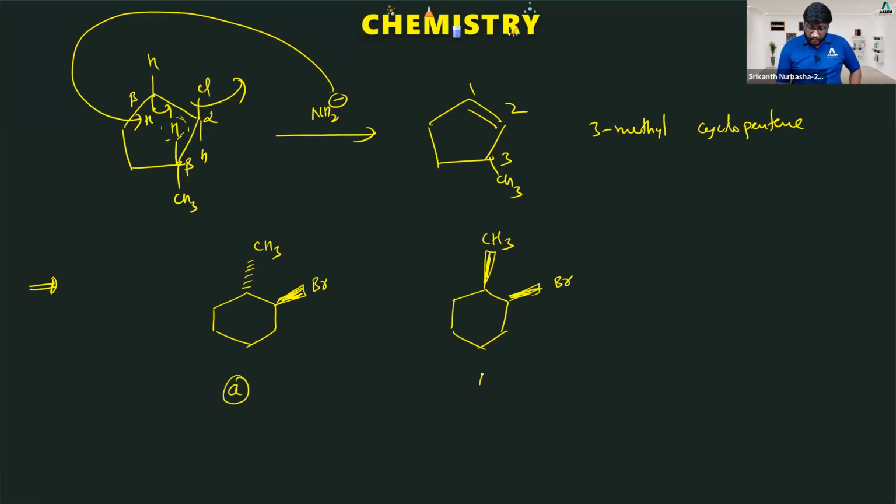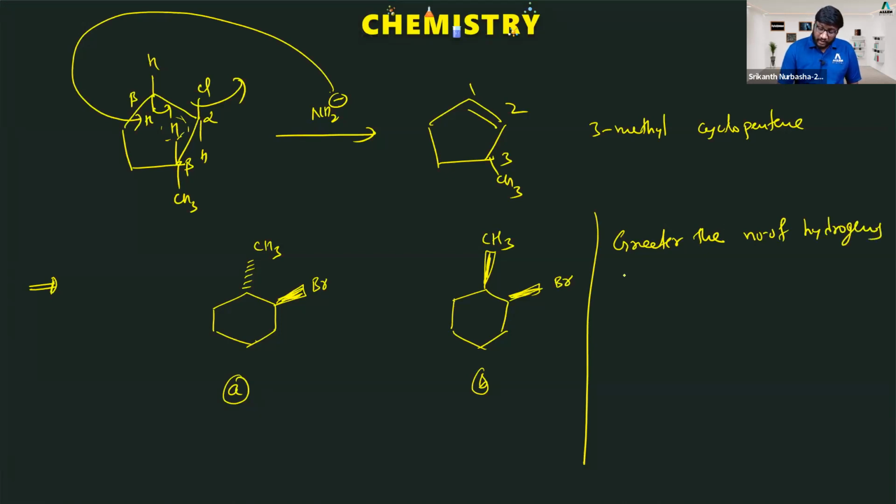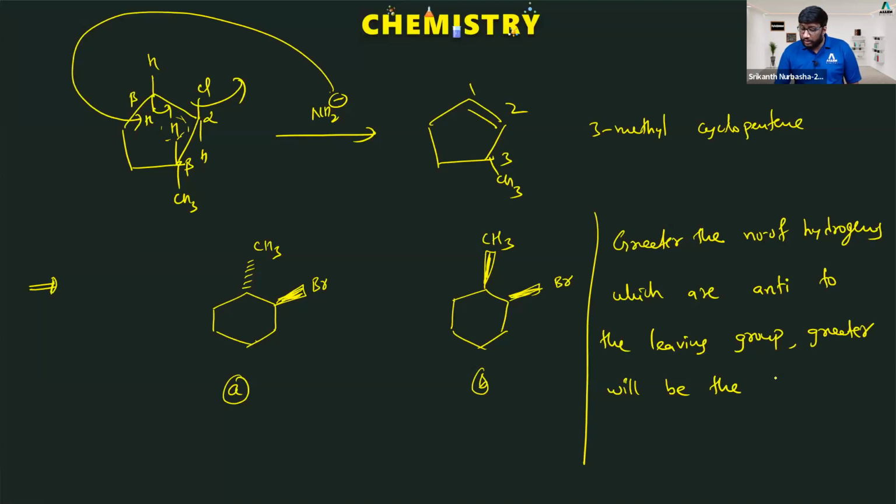A and B. Compare now. Greater the number of hydrogens which are in the anti-direction to that of the leaving group, greater will be the rate of E2 elimination. So now try to answer which will undergo E2 elimination greatly.